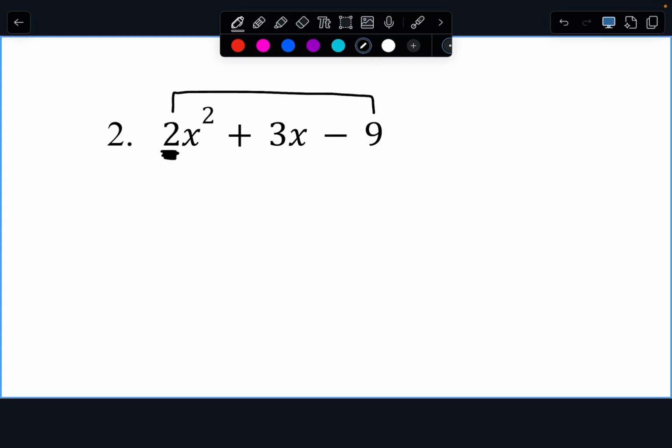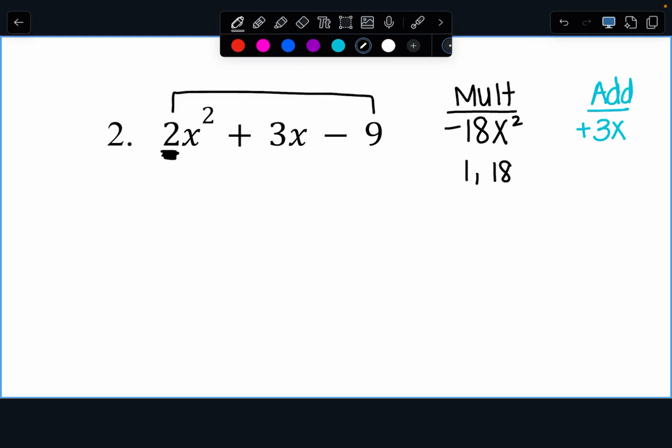We're looking for two numbers that multiply to get negative 18x to the second, and that add to get a positive 3x. So let's list the factors of 18. 1 and 18. 2 and 9. 3 and 6.